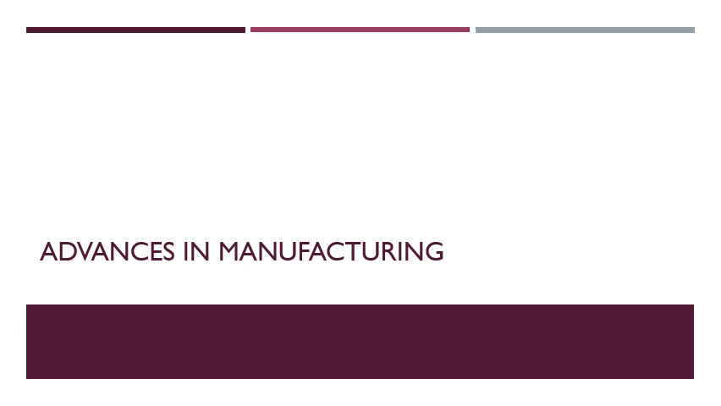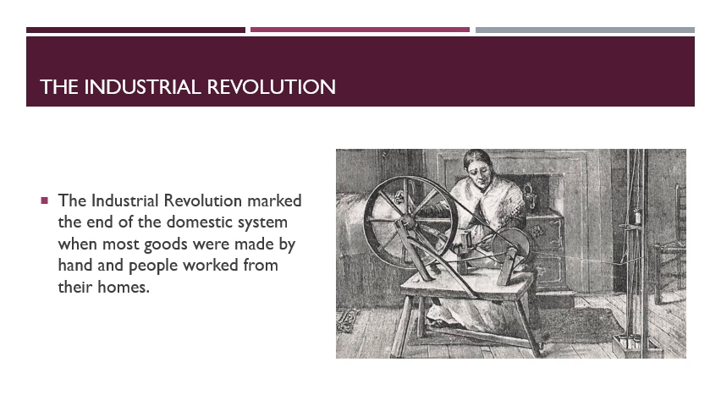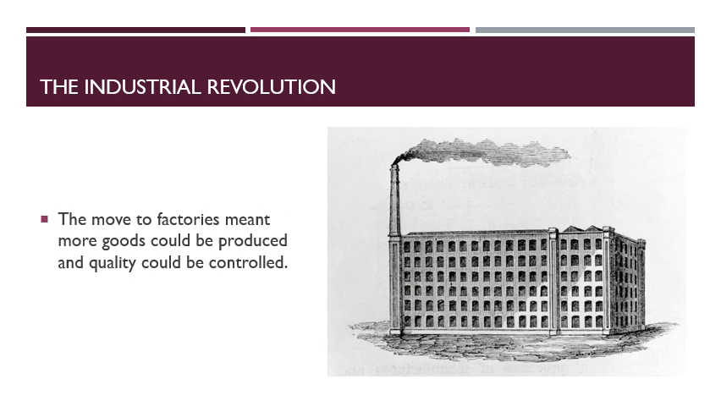Now let's take a look at some of the advances in manufacturing that the Industrial Revolution is known for. As we mentioned before, the Industrial Revolution marks the end of what is known as the domestic system of manufacturing, where most goods were made at home and using hand tools. The move from home-based industries to factory-based meant more goods could be produced and the quality of those goods could be controlled and be much more consistent.